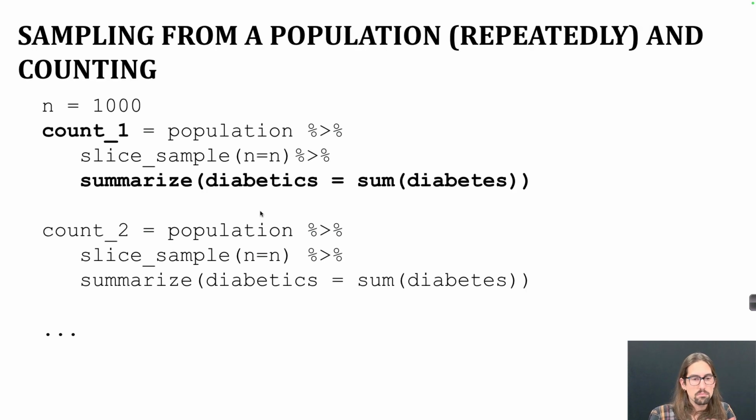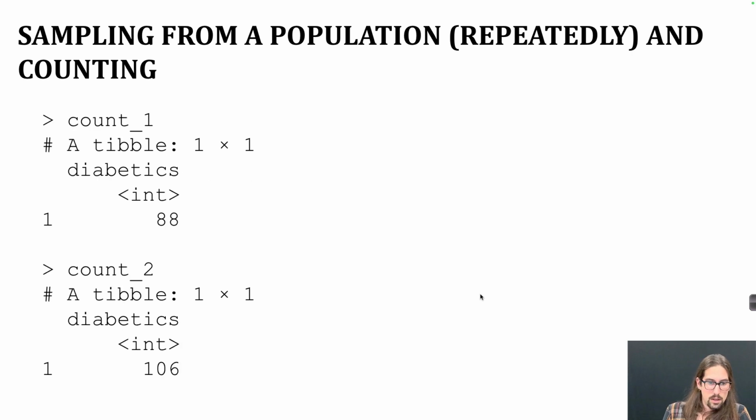And now I can calculate certain statistics, just counts in the samples. So here I'm counting how many diabetics there are in this first sample. Here I'm counting how many diabetics there were in the second sample. Those are going to be different numbers, right? So in this example, I got 88 and 106. Remember, the rate in the whole population should give us 100. We have about one out of 10 people who are diabetic, so on average, we should get about 100.